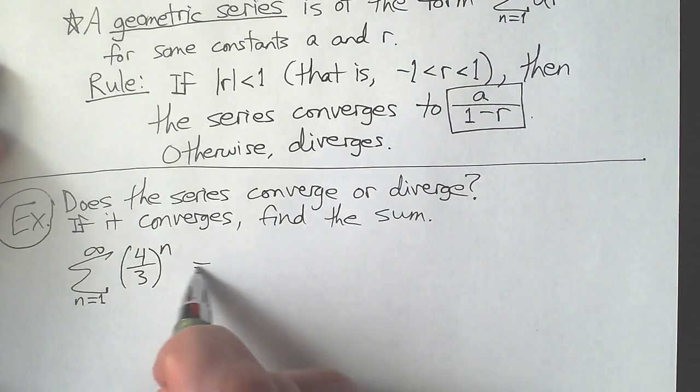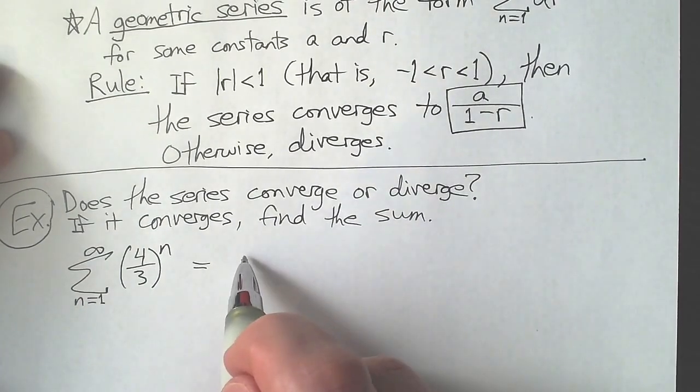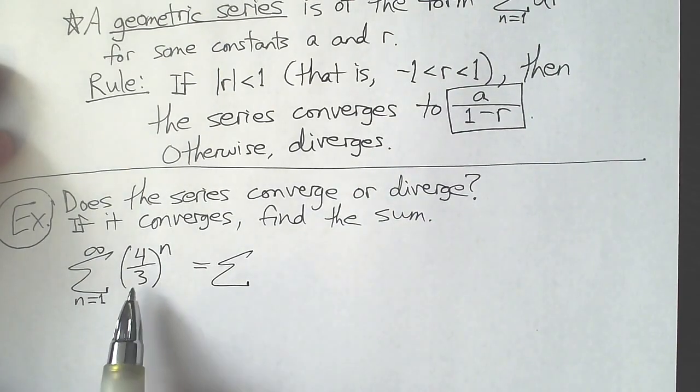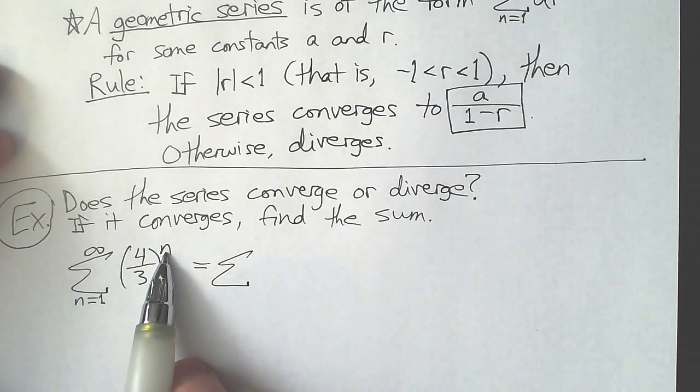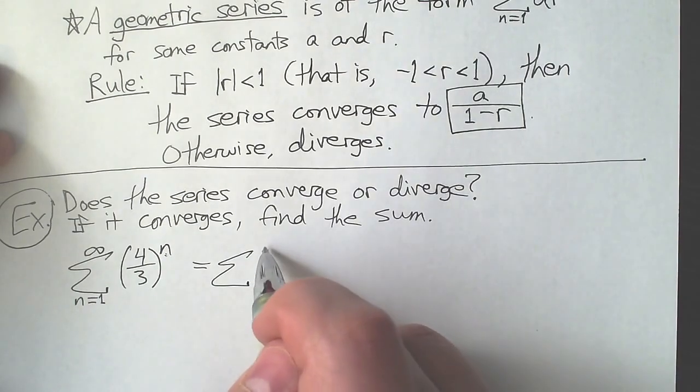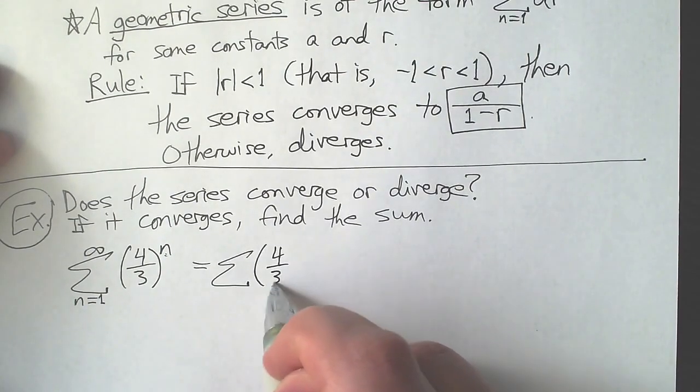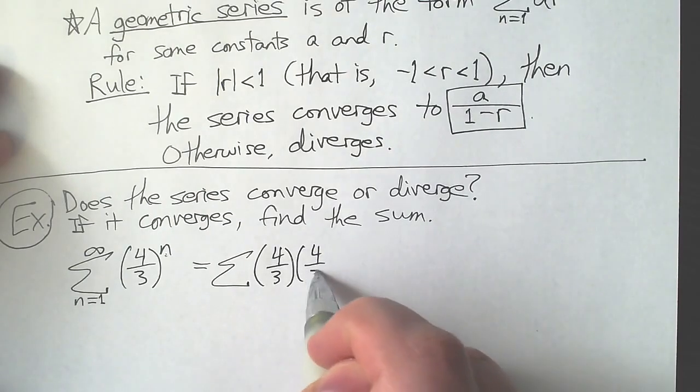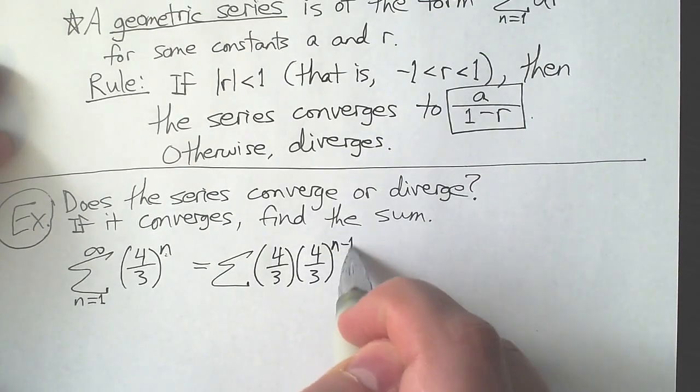And there's this little trick, and I think we did this in one example last time, and we're going to do it again, is that if we want that to be an n minus 1, we can pull out one of the 4/3. And now it's an n minus 1.